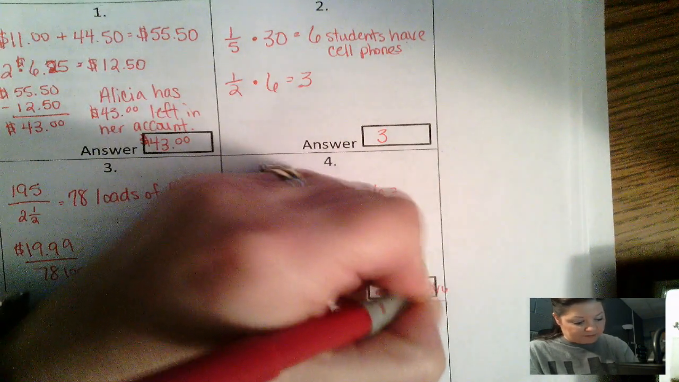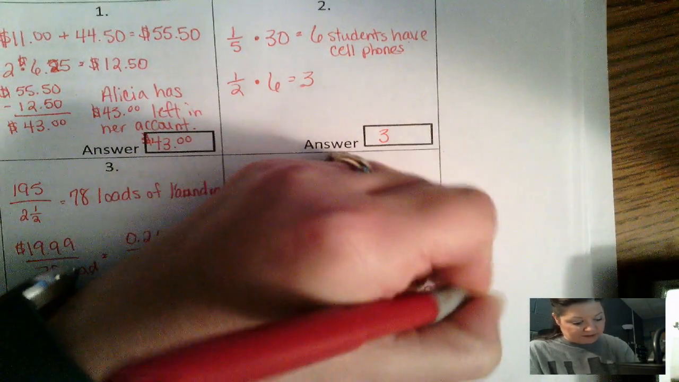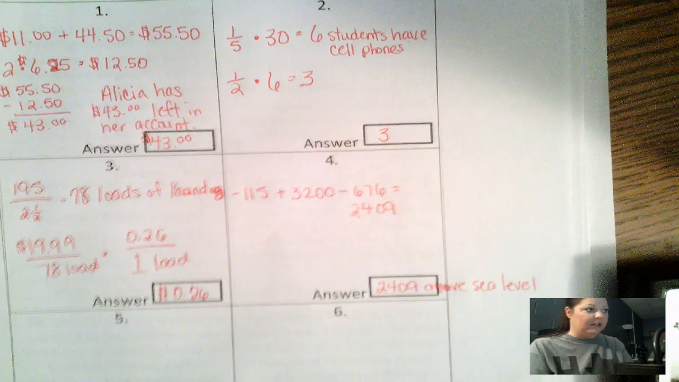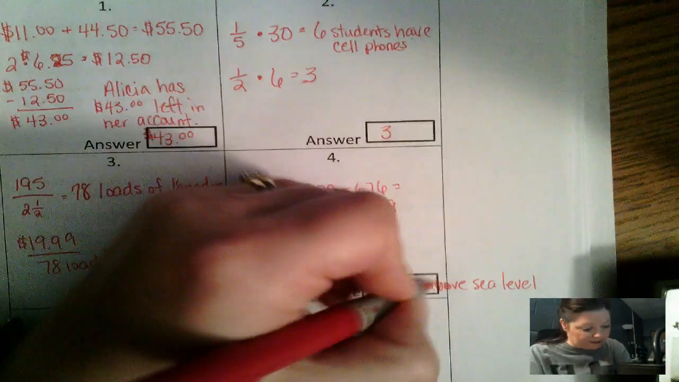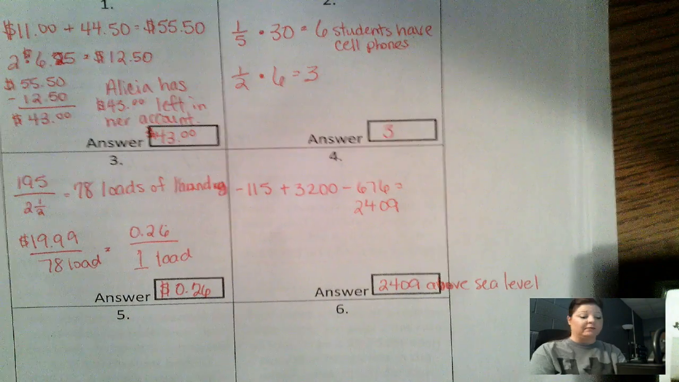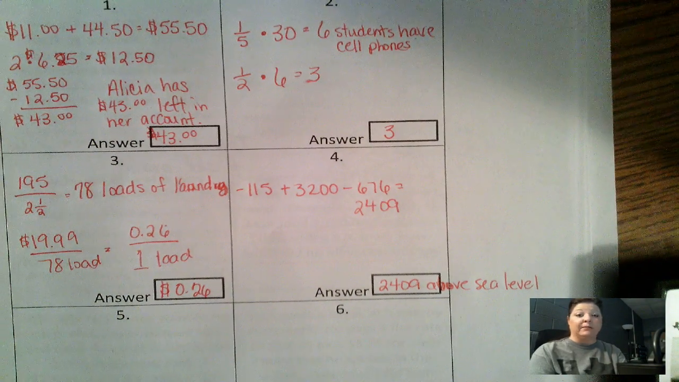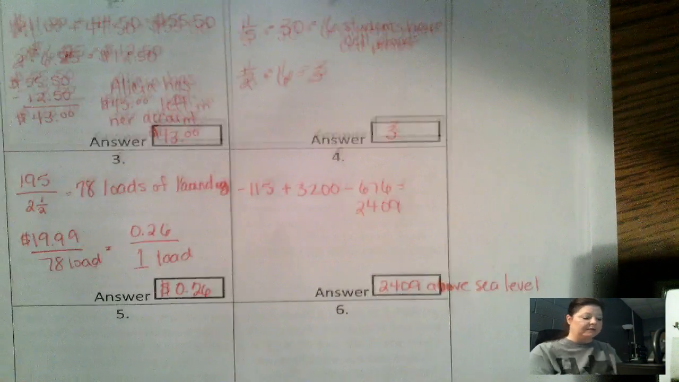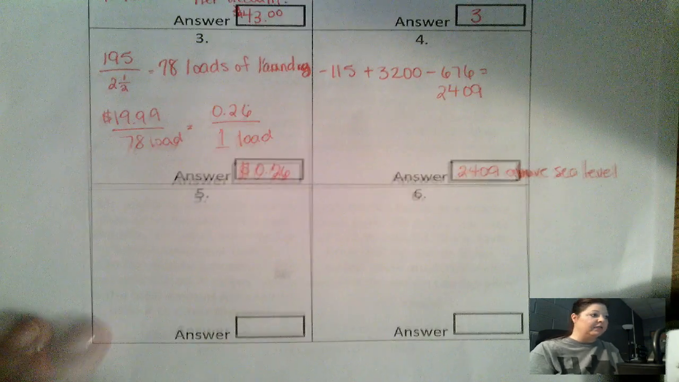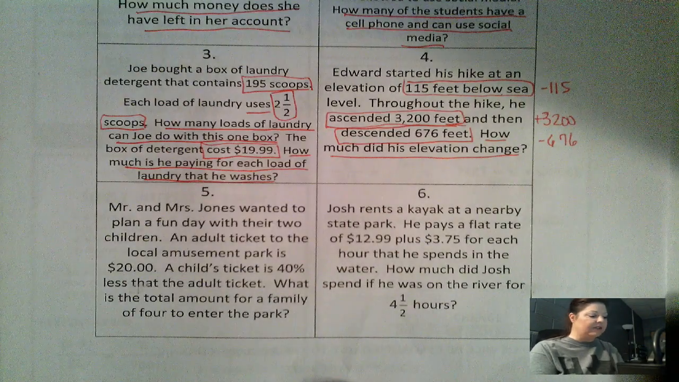above sea level, and you will need to write something, a restate about being 2,409 feet above sea level. Okay, that's number 4.